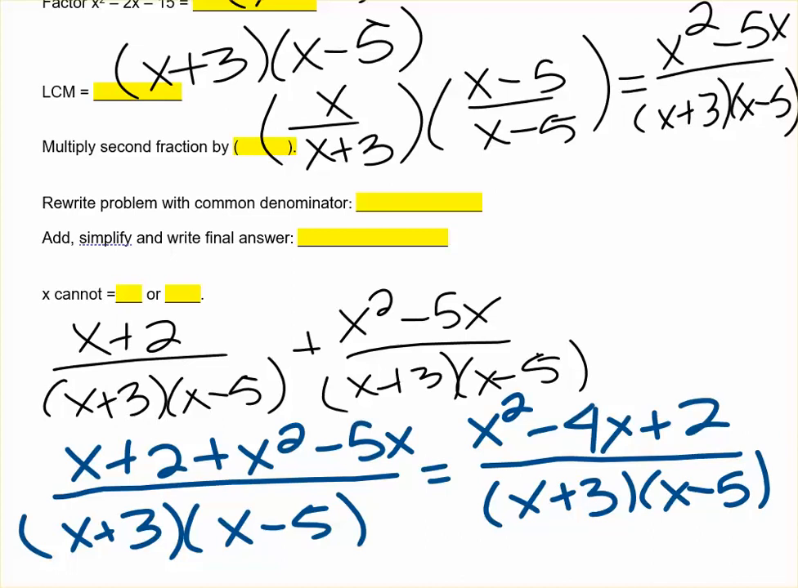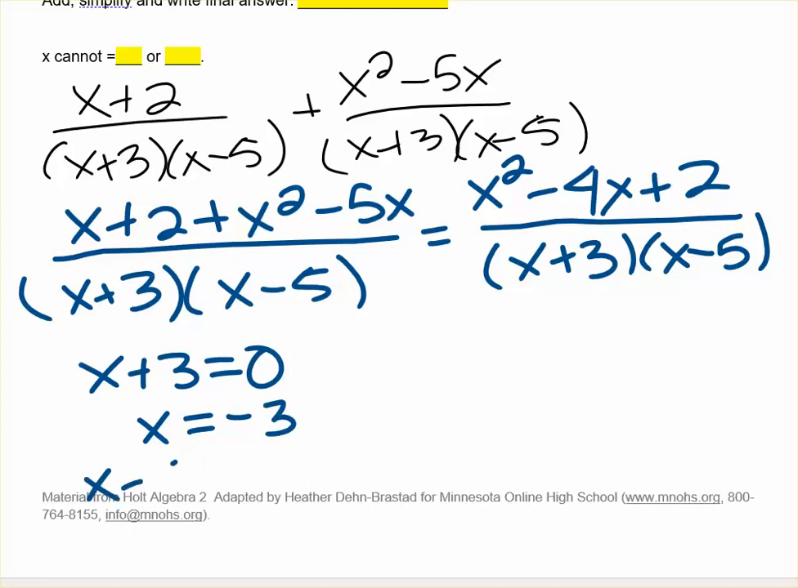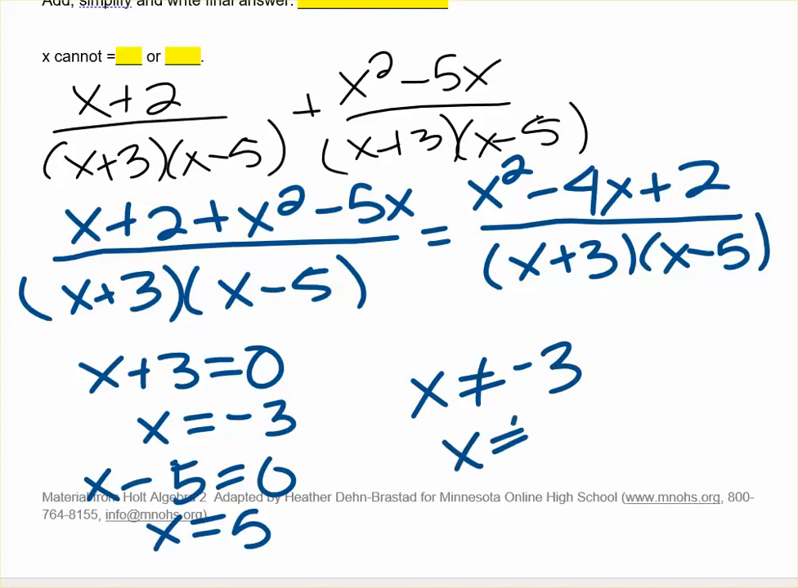But don't forget, we need to identify what values will make the denominator equal to 0. So if x plus 3 was equal to 0, that would mean that x was equal to negative 3. Or if x minus 5 was equal to 0, that would mean that x was 5. Those values are not allowed, so we would say x cannot equal negative 3, and x cannot equal 5.